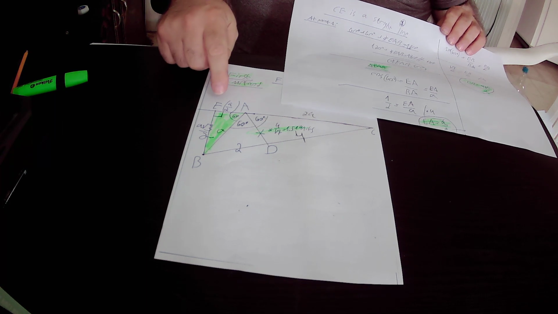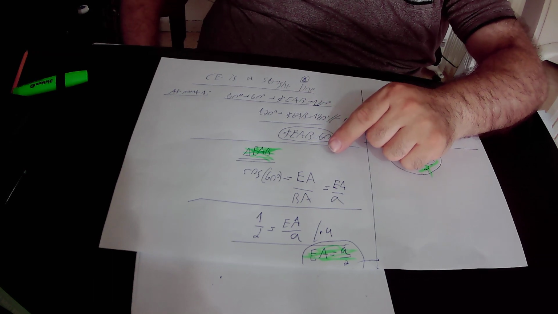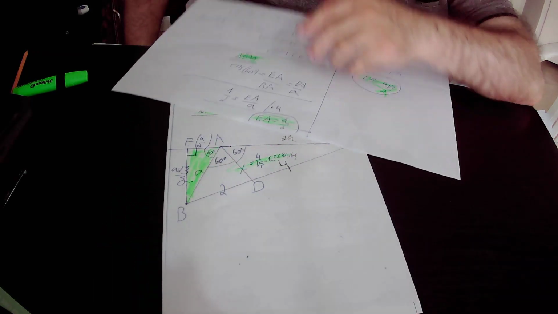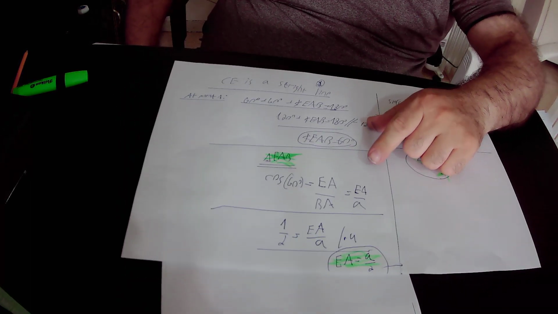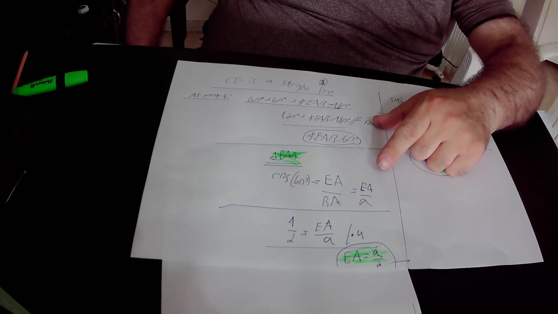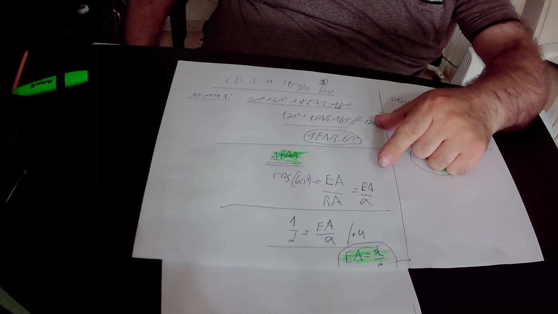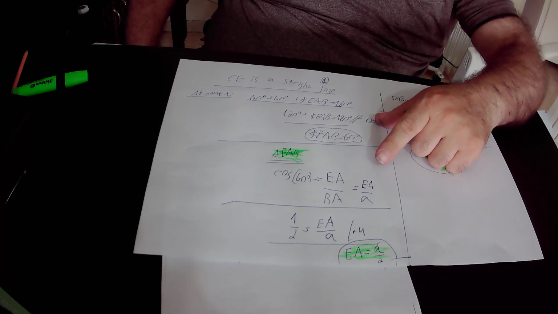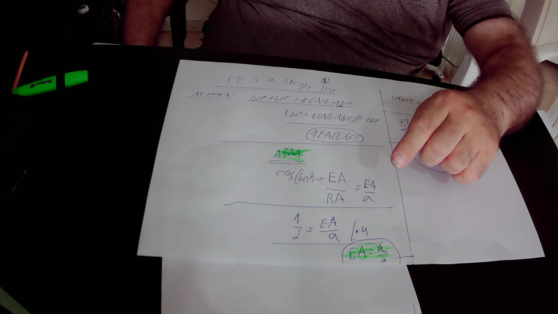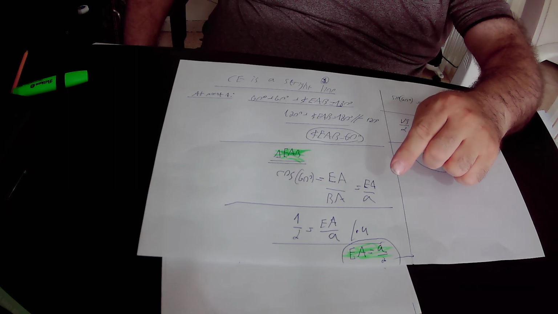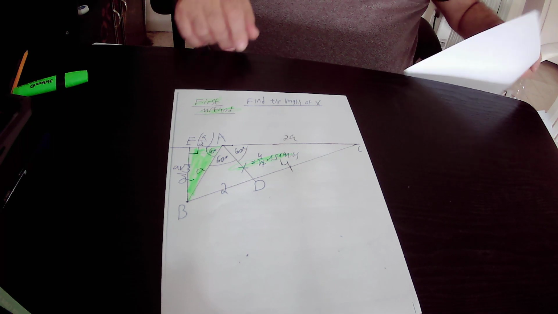Then we focus on the green triangle, triangle EAB. In triangle EAB, cosine 60 degrees equals EA over AB. AB equals A according to what is given in the question. So we substitute AB by A, and cosine 60 degrees equals 1 half, so 1 half equals EA over A. We multiplied the equation by A and found out that EA equals A over 2.